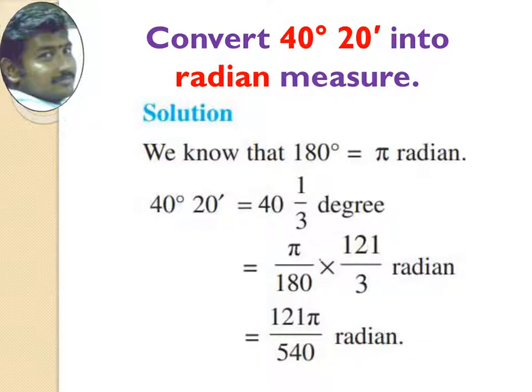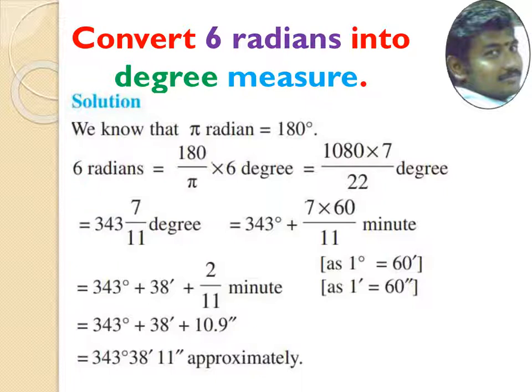Convert 40 degree 20 minutes into radian measure. So 40 degree 20 minutes we can write as 121 by 3 degree. Multiply by pi by 180, we get 121 pi by 540 radian.